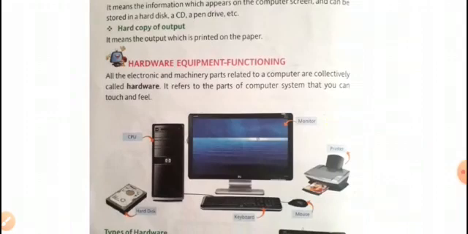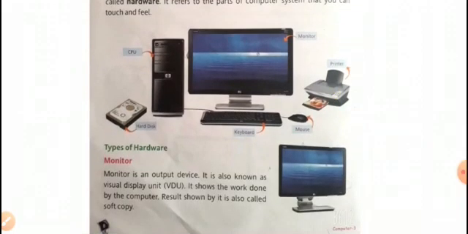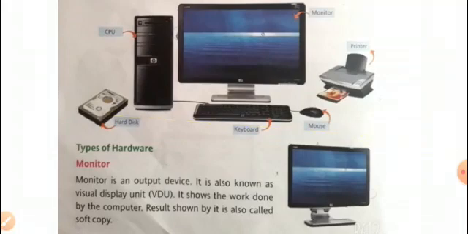Secondly, hardware equipment functioning. Here we have already studied what hardware is. Hardware is that equipment of computers which can be touched and felt. Types of hardware. First of all, monitor. Monitor is an output device, as we can see here, and it is also known as the visual display unit. It shows the work done by the computer.